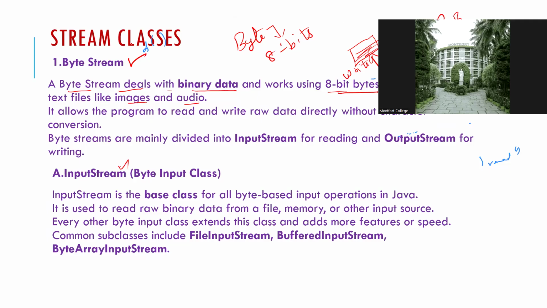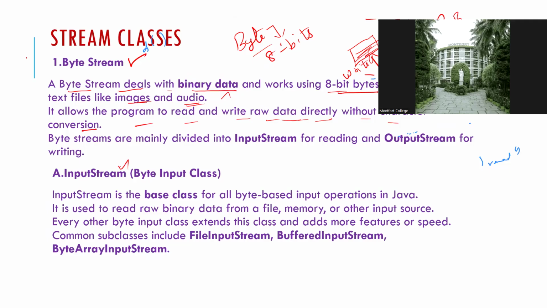So through program only we are performing this thing. Read operation means through program, write operation means through program. It allows the program to read and write raw data. Raw data means image, audio, directly without character conversions. Without character conversions means, for example, if I have text in the notepad, that is character conversion. In that case, it will read character-wise, but images and audios are taken byte-wise. That's why it is called byte stream.